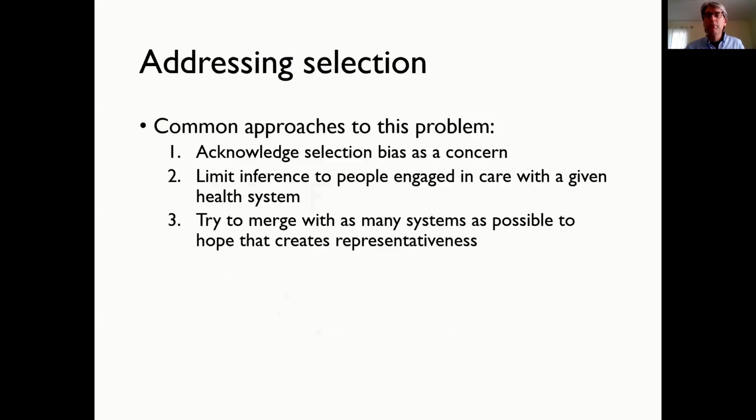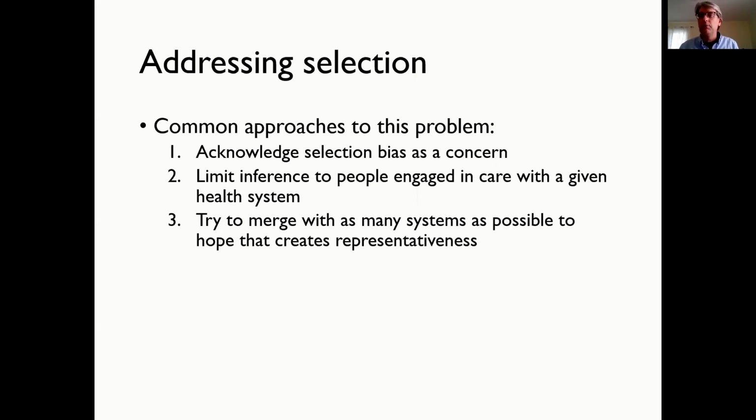This problem is considered a selection problem. There are three really common approaches to this problem. The first is to throw our hands in the air and say, this is a limitation, there's selection bias, we don't know how big it is. A second, maybe more common and a little bit more conservative from the inferential standpoint, is to say, well, we know that these were the people who were engaged in care in this system, and we know a lot about those people, so we're going to limit our inference to people who were engaged in care. And for any question that's like, what should this care delivery system do? This is a fair limitation of inference.